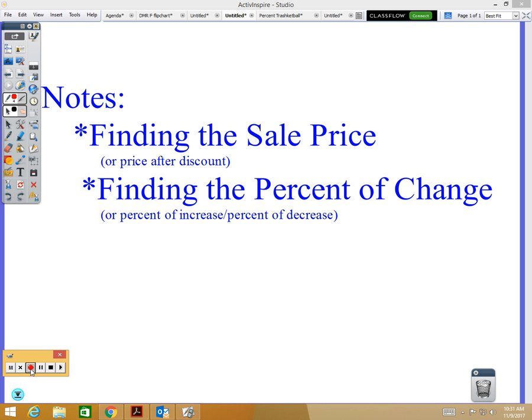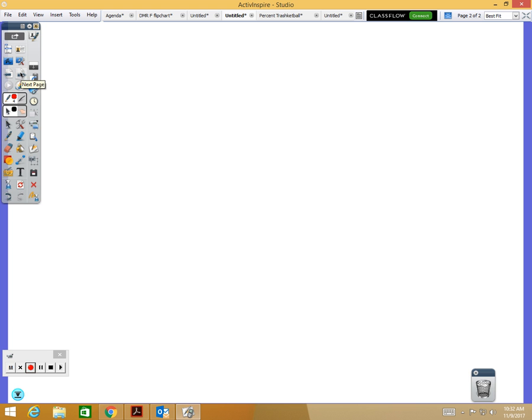And then we are also going to find the percent a number changes. A number can either increase or decrease, and we'll figure out if it's a percent of increase or a percent of decrease. All right, so first of all is finding the sale price.